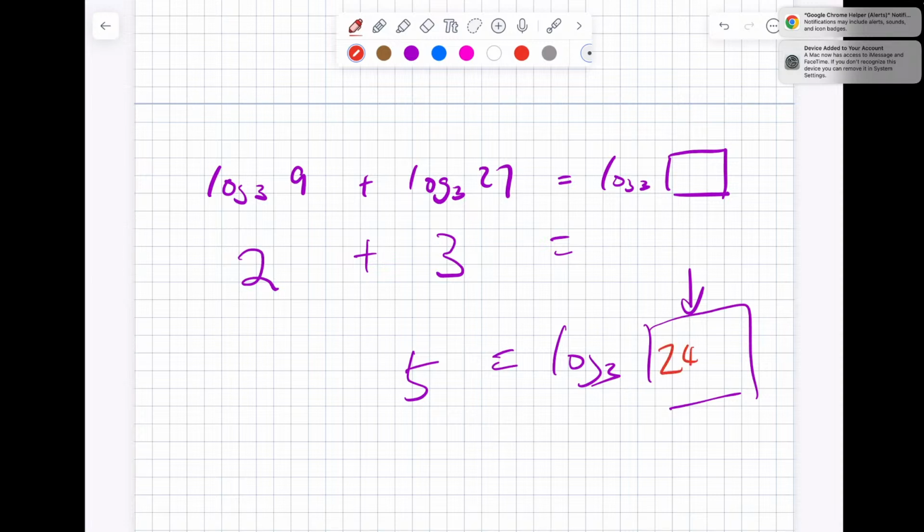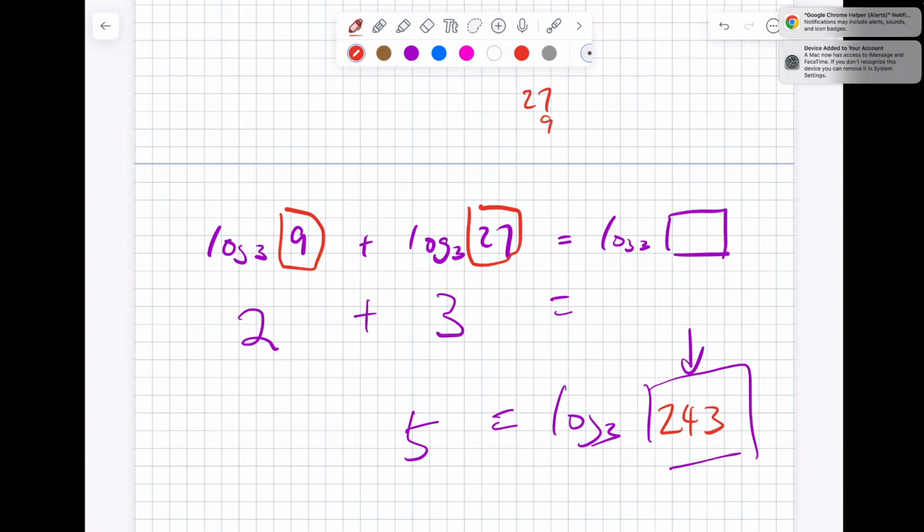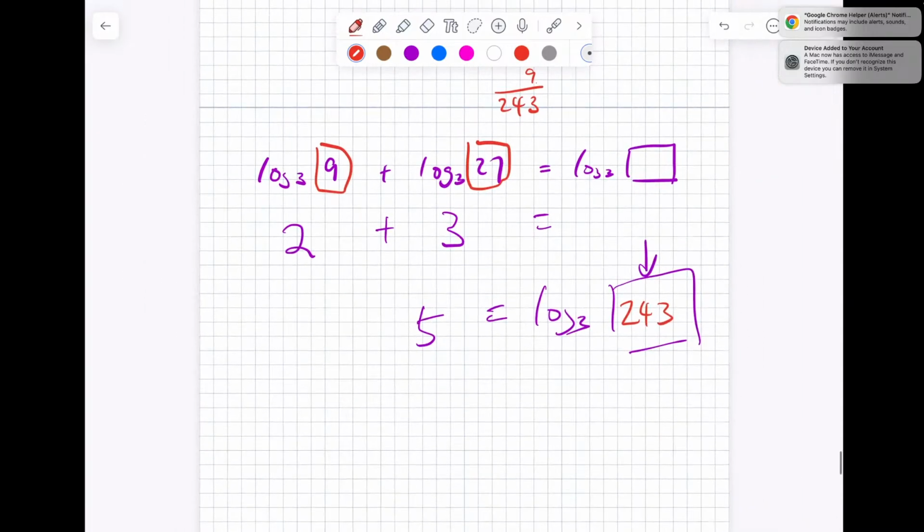Wait, I have a question. You don't have 9. Ah, I'm a genius. You are a genius, because what's 9 times 27? 9 times 27, if you don't believe me, 27 times 9, that's equal to 243. So technically, I was able to establish a new property.